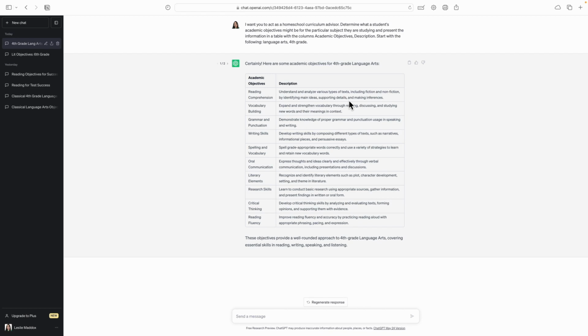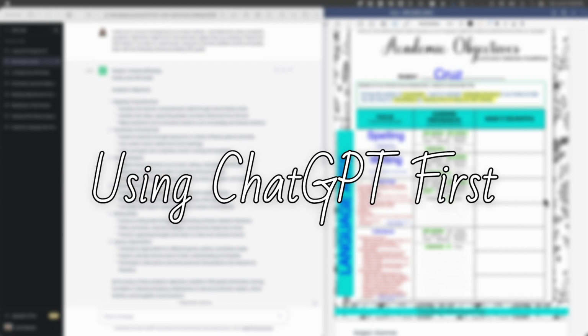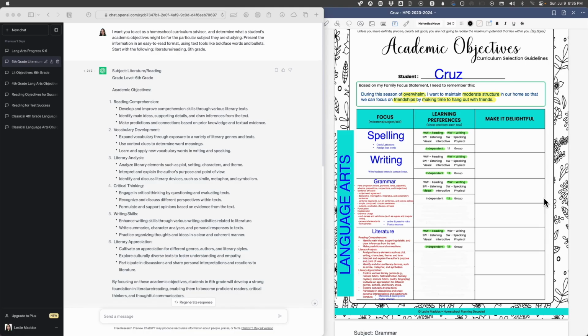It helps you to kind of control the flow of information to you. As promised, I changed my process in order to get language arts academic objectives for 6th grade by getting objectives from ChatGPT first and then going back to my home education books. So I did it a little bit different though. I started off with my areas of focus for language arts: spelling, writing, grammar, literature.